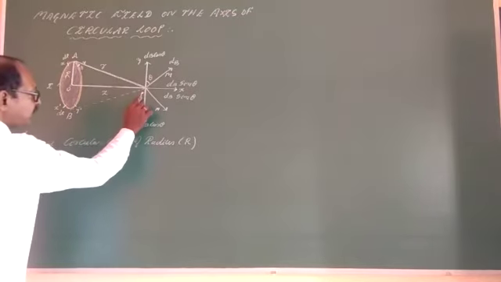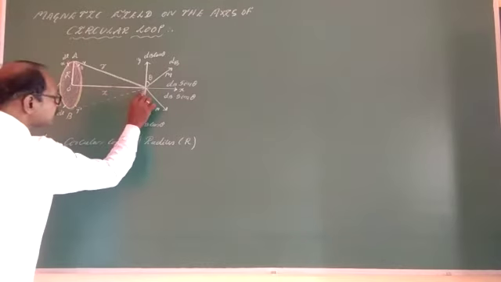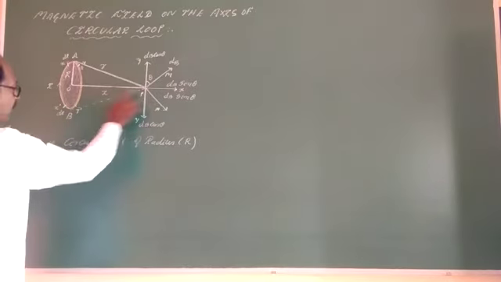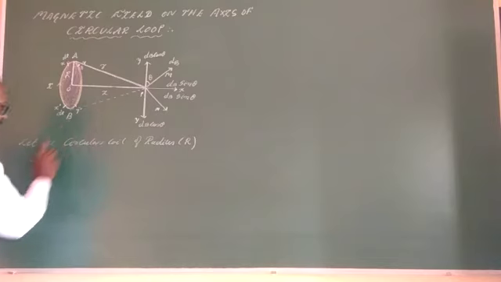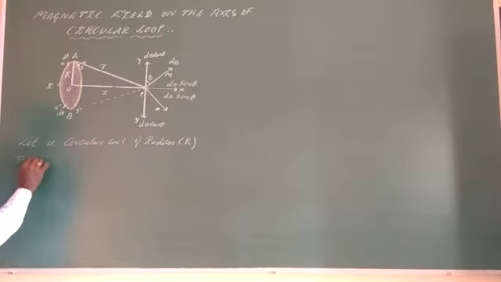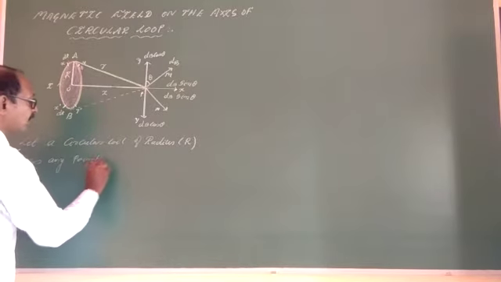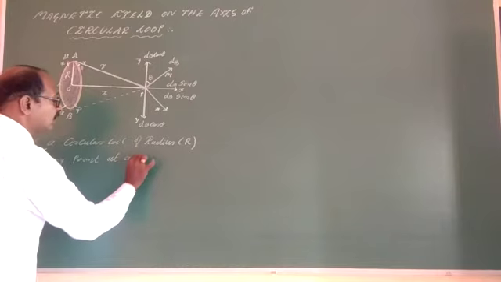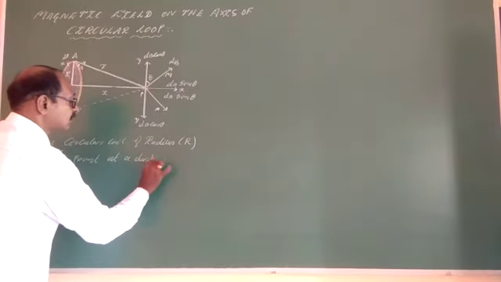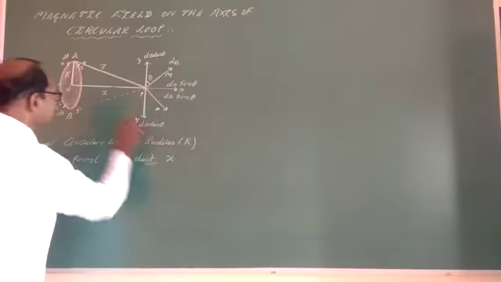Now P is any point taken outside this one, at a distance X. P is any point at a distance X.